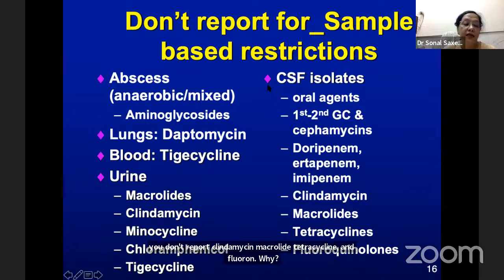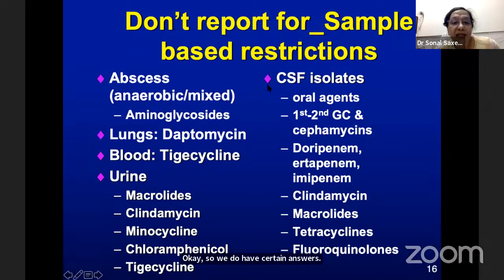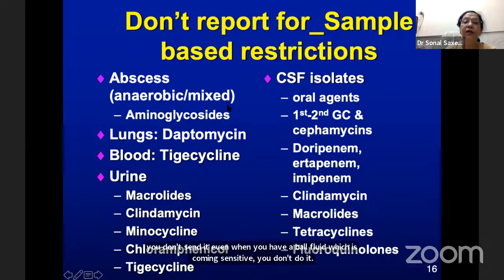Yes, daptomycin gets inhibited by lung surfactant, and that is why you don't report it. Even when you have a bowel fluid which is coming sensitive, you don't do it. Most of you are able to answer surfactant.